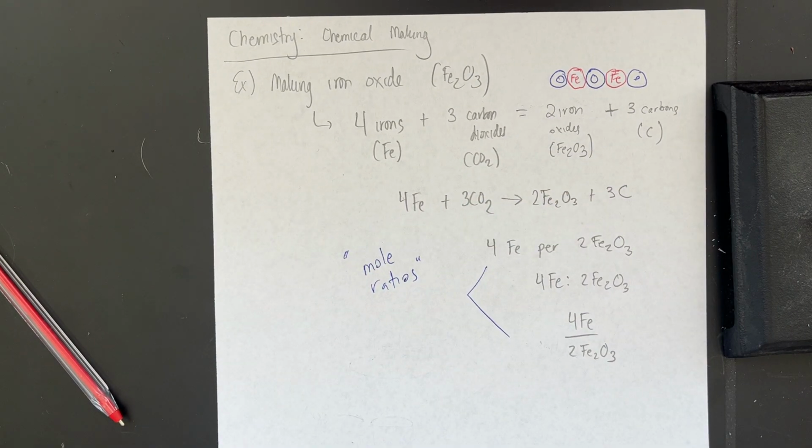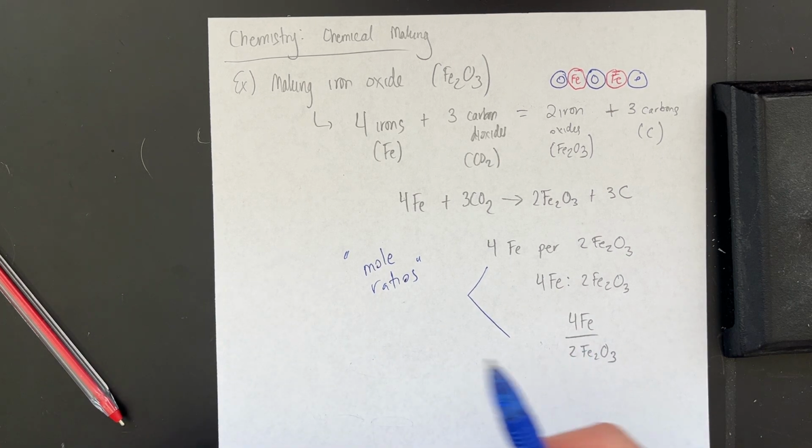And mole ratios, simply put, relate the number of molecules of one substance in an equation to the molecules of another substance. Now, here's the tricky thing with the mole ratio. Some people think, oh wait, so moles means molecules? Not quite. Remember that the way we go from moles to molecules is we just multiply by 6.022 times 10 to the 23.